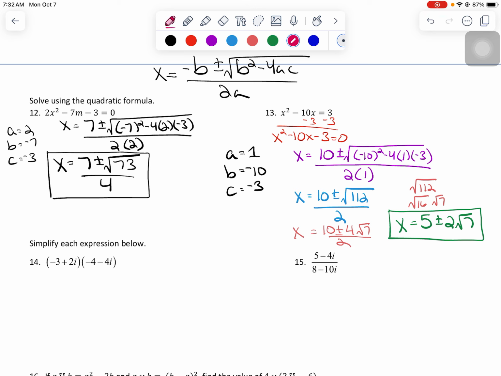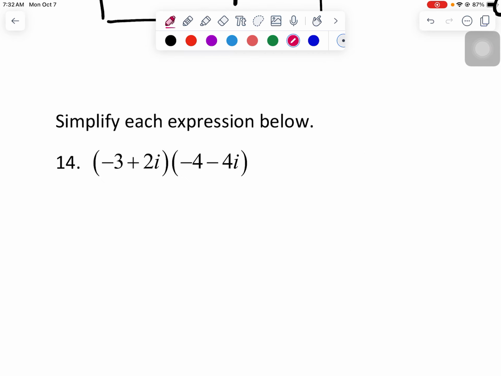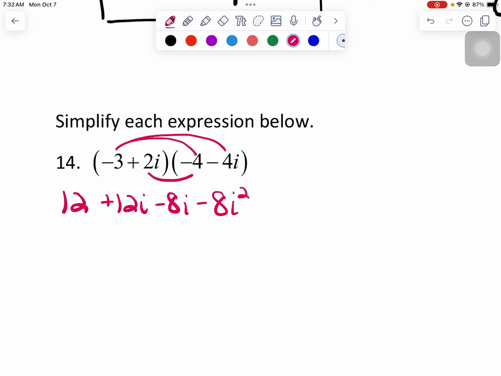All right, problems number 14 and 15 are complex numbers. Problem number 14, we've got to do a multiplication. So remember, this is just binomial expansion. So we're going to multiply here. That's 12. Let's multiply here. That's positive 12i minus 8i, and then minus 8i squared. Gentle reminder that i squared is equal to -1. So where I have this i squared here, this is really -1.